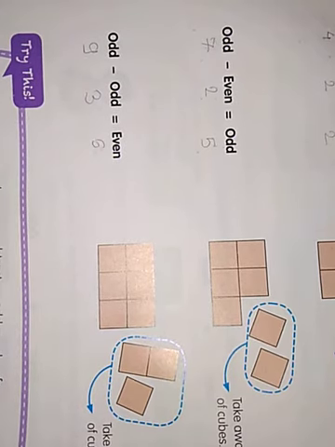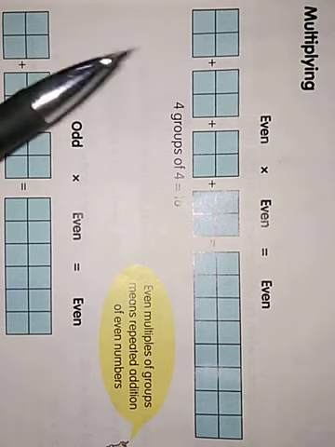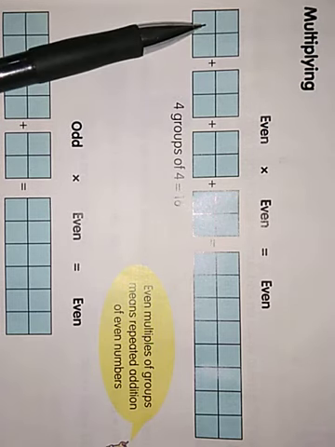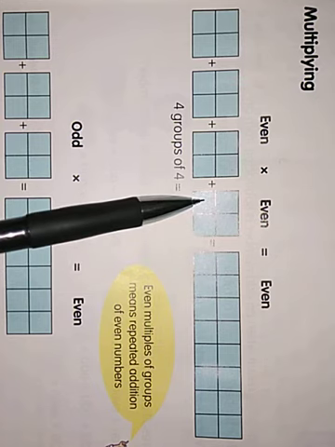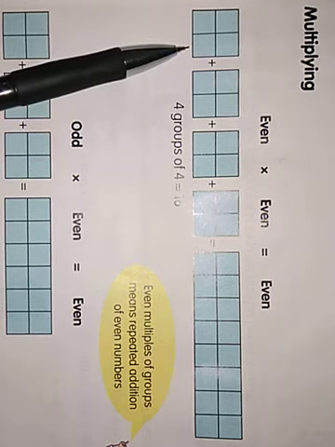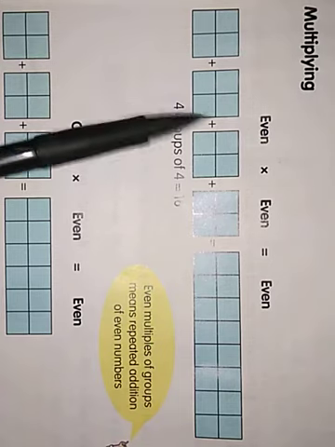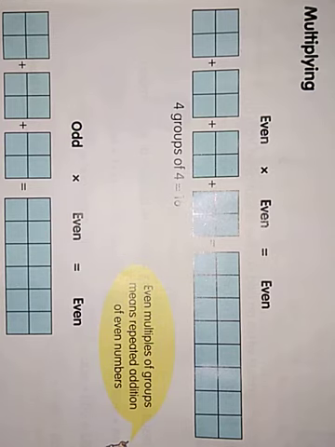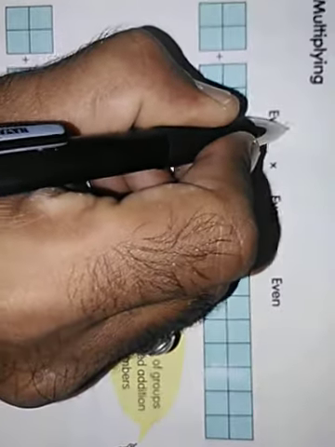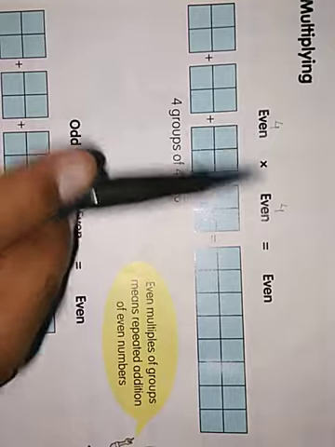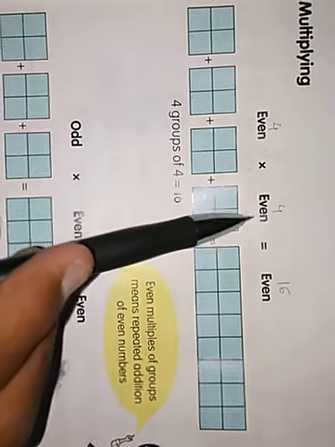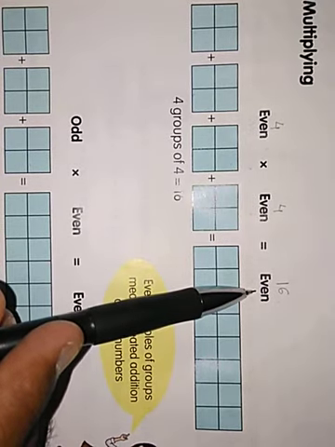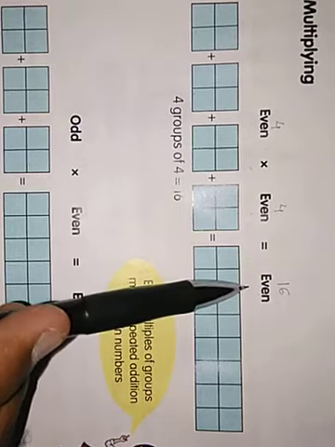Now next concept, that is multiplying. See here, we have a total of 1, 2, 3, 4, 5, 6, 7, 8, 9, 10, 11, 12, 13, 14, 15 and 16 blocks, and a group of 4 is done here. First group, second group, third group and fourth group. Means when we multiply 4 blocks with 4 groups, we get a total of 16 blocks. Means when an even number is multiplied with an even number, we get the result as an even number.